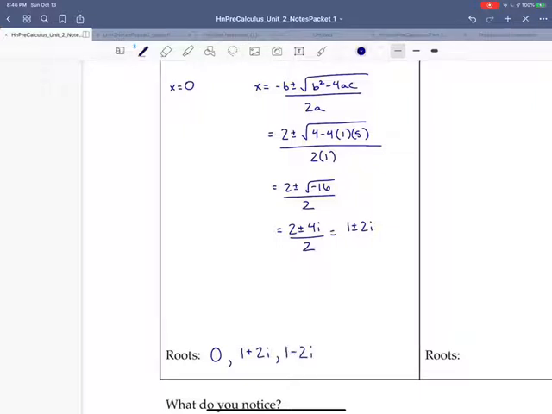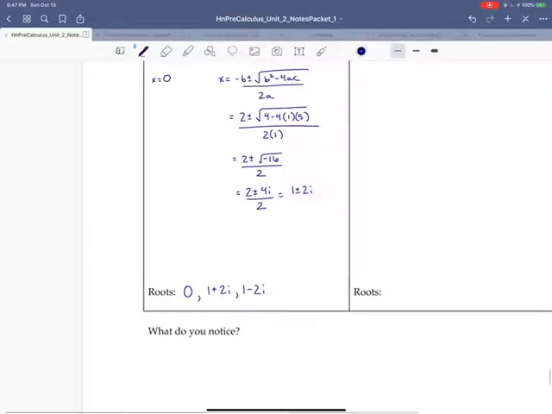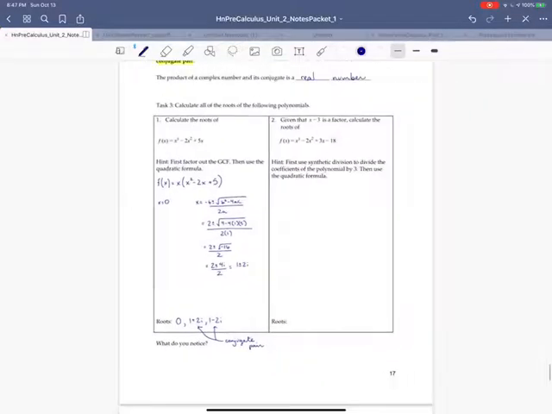I see that I have a real root and two complex roots, and the complex roots are a conjugate pair, 1 plus 2i and 1 minus 2i. I'm going to mark this as a conjugate pair. Let's do another example.